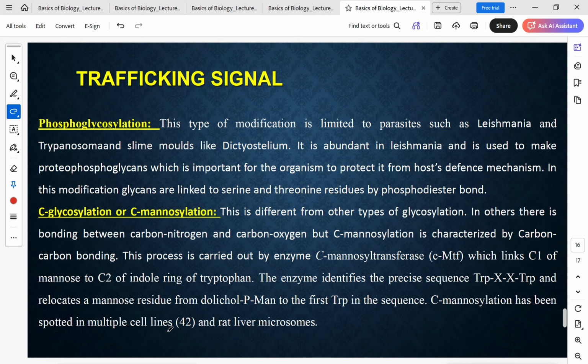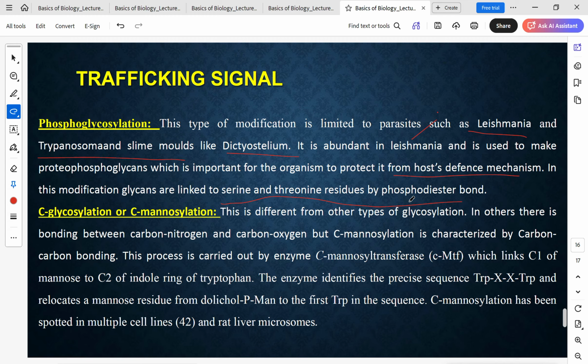Phosphoglycosylation is not found in humans. It is, however, found in Leishmania, Trypanosoma, and the slime mold Dictyostelium. It is used by the organism to protect itself from the host defense mechanism. These are also linked to serine and threonine residues by a phosphodiester bond.